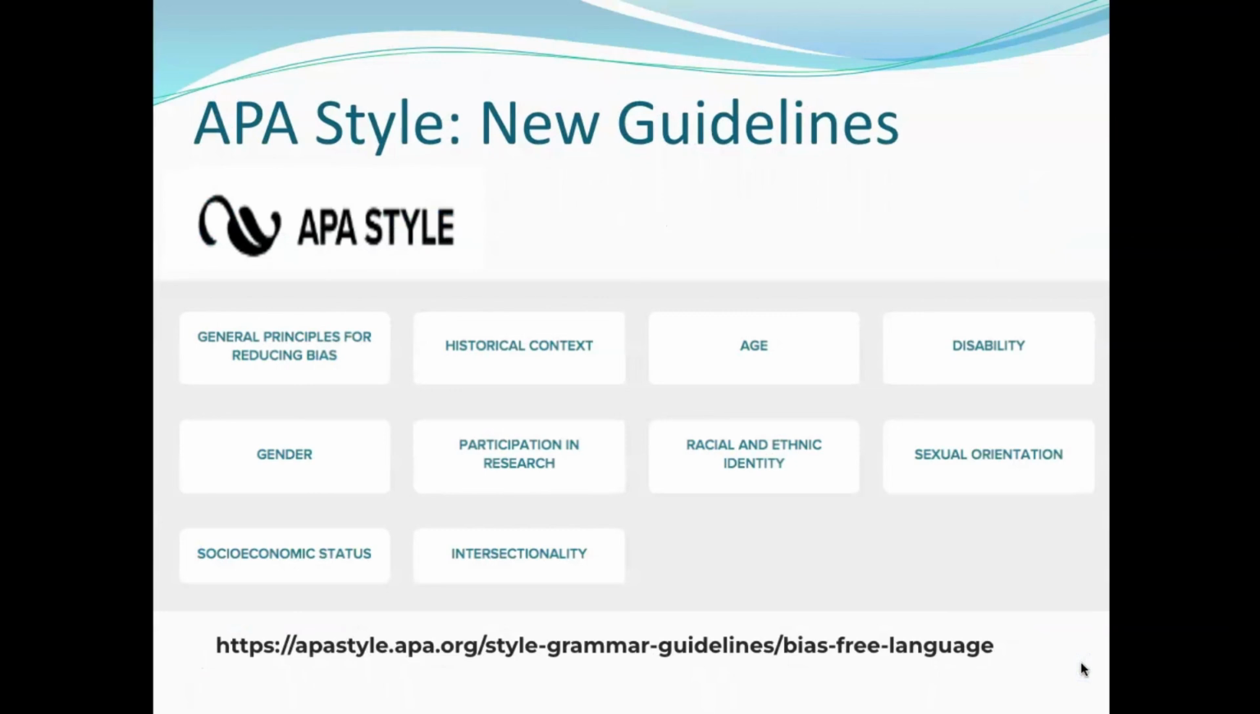Also, all of the principles for reducing bias, the entire chapter 5 of APA 7th edition style, is on their website, not behind a paywall, free for you to read. And you can read on these different topics. Today, I didn't even talk about writing about age or sexual orientation or socioeconomic status very much, or disability. I really only talked a bit about APA's recommendations for racial and ethnic identity.